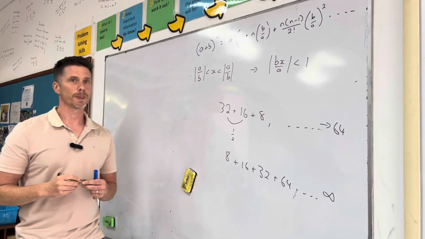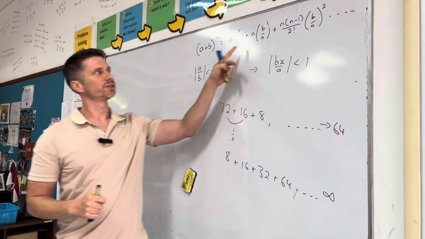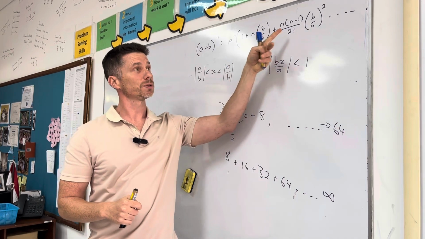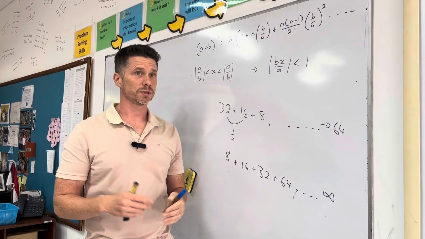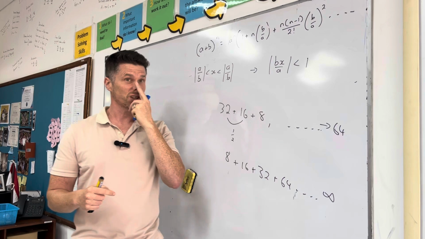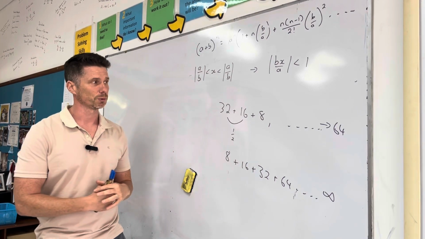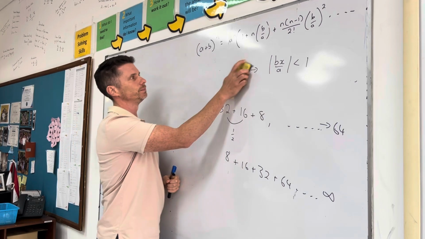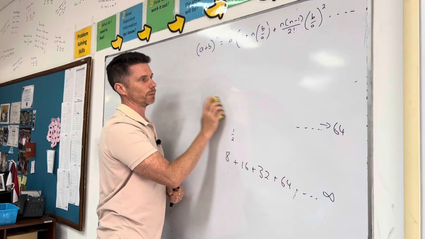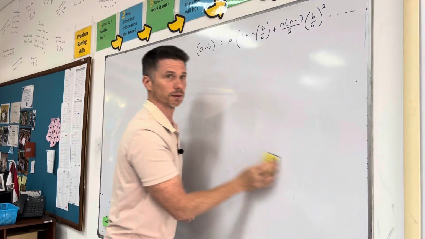How does that relate to this? It's a similar process, because if we're adding up these terms, sometimes these fractions are going to get smaller and smaller and smaller, and that's what we want. Okay, let's look at an example. We'll use the formula.